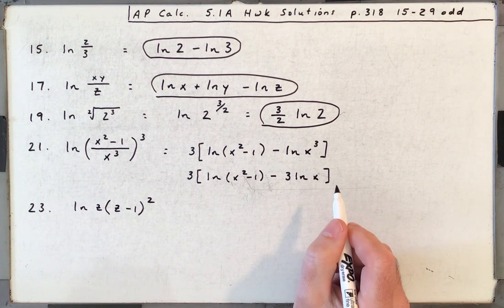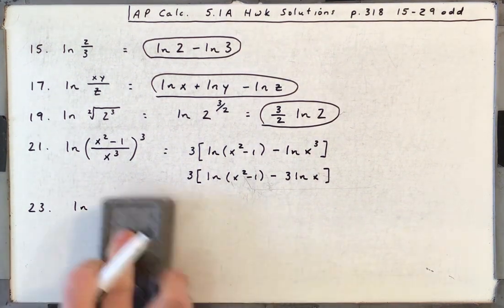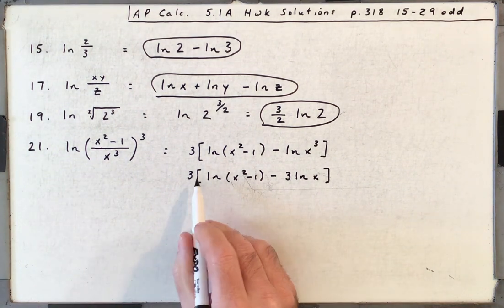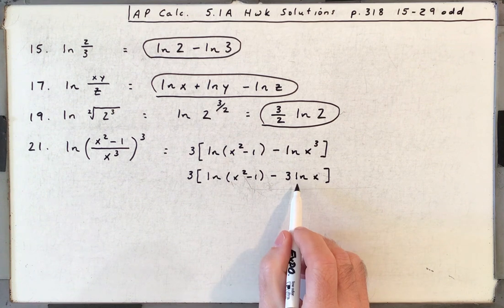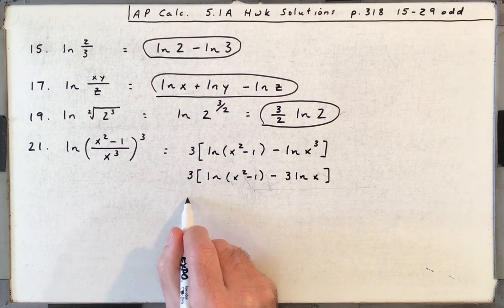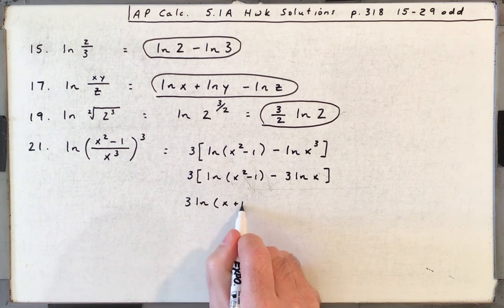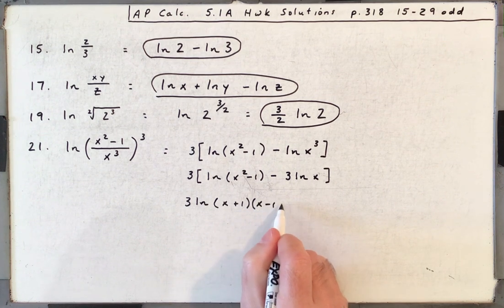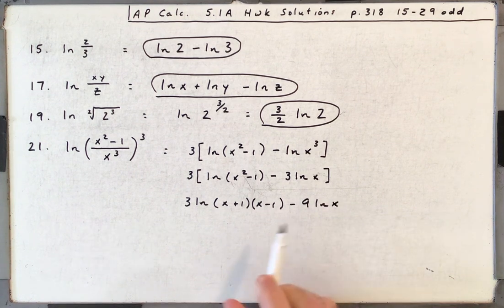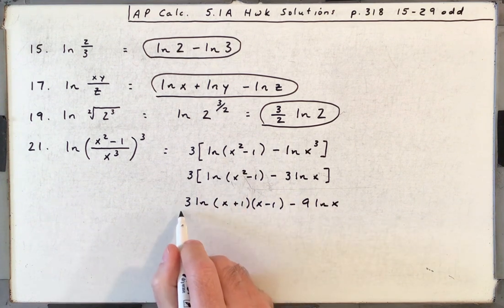All right, and then the back of the book, so I believe the back of the book, and I would be fine with just then multiplying the 3 by each one of those, but the back of the book I think splits that up, x squared minus 1 into x plus 1 times x minus 1. And then that'd be minus 9 natural log of x if we were to distribute that 3. I'm really okay with leaving it as x squared plus 1.